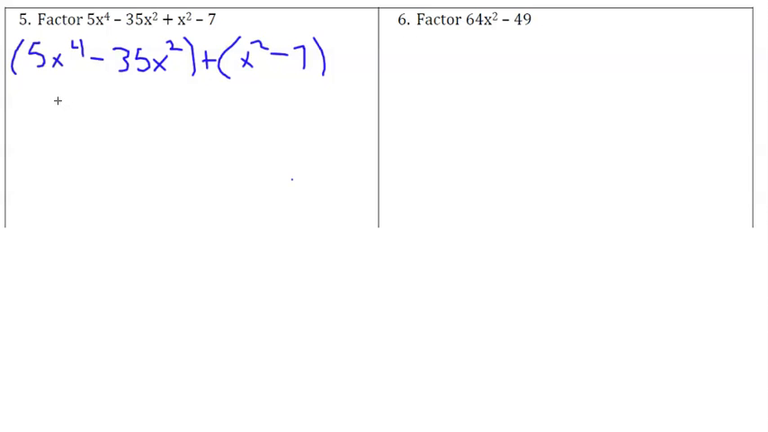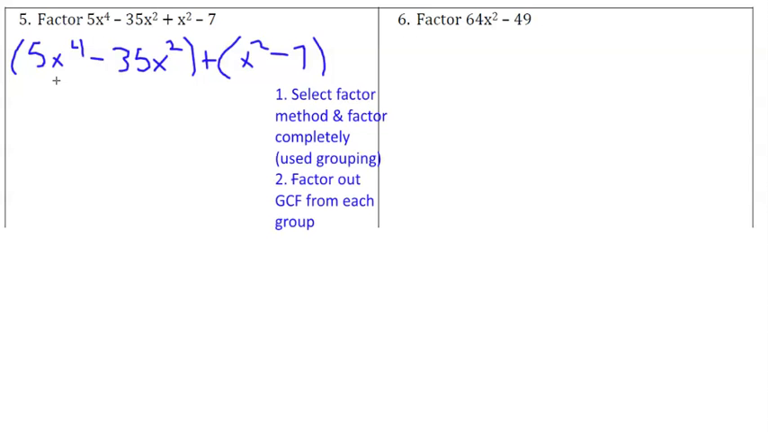From there, you want to factor out the GCF out of each pair. So the greatest common factor of 5 and 35 is 5. And the greatest common factor of x to the 4th and x squared is x squared. To get what goes on the inside, divide each term by 5x squared. 5x to the 4th divided by 5x squared is x to the 2nd power. Negative 35x squared divided by 5x squared is a minus 7.